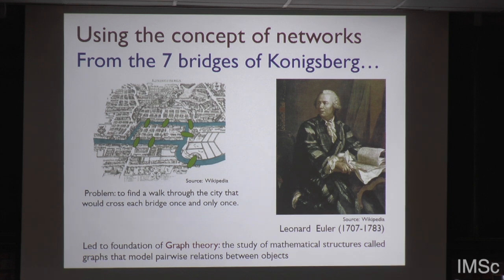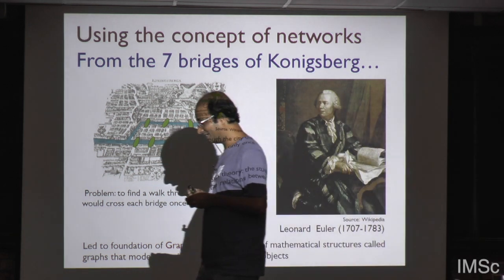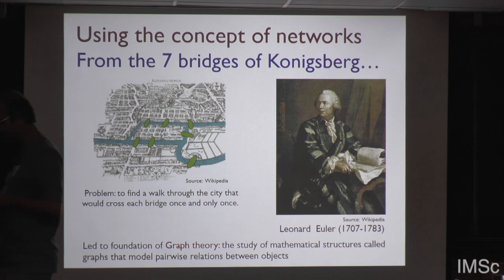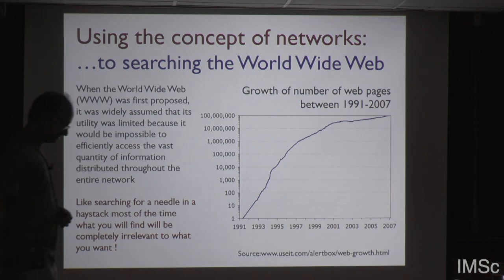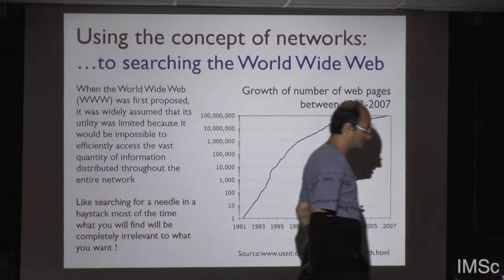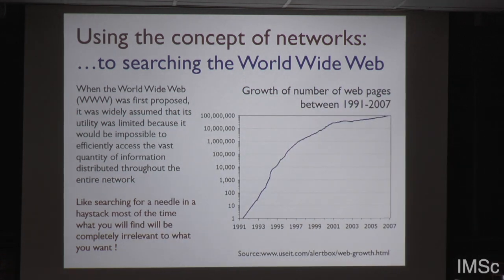late 1990s, when suddenly a lot of things happened which made networks a very popular topic, not just to mathematicians but also to physicists, computer scientists, social scientists and all. Okay? And one of the reasons why networks became so popular was that it became a way to solve the enormously practical problem of how to search the World Wide Web.